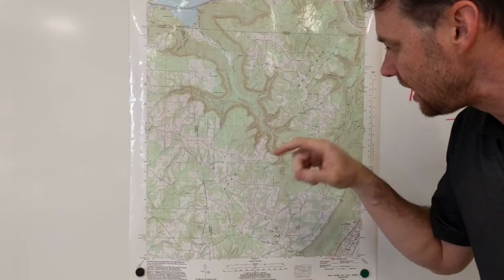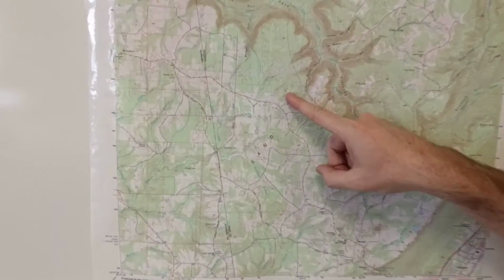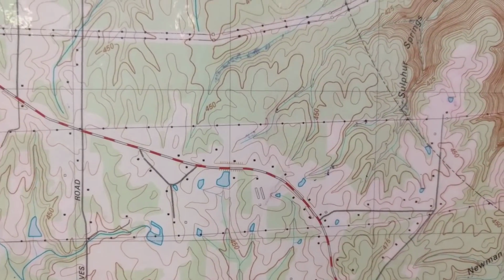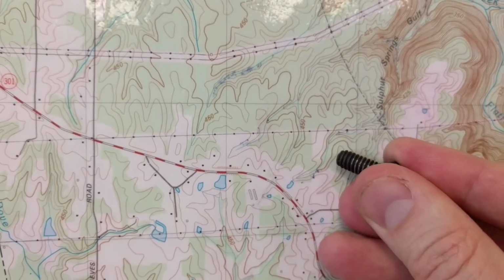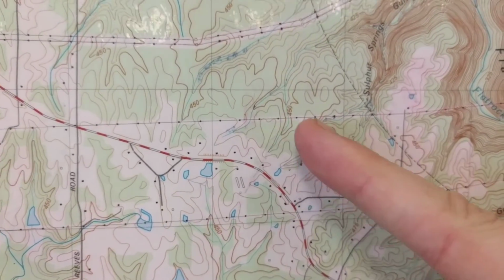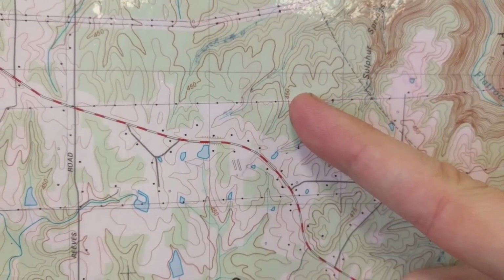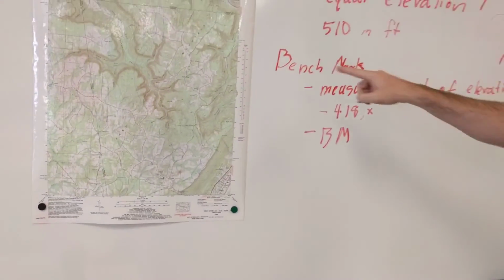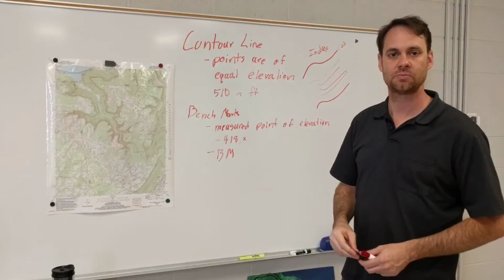Yes. And if you look here, if I can get the camera in for a second, you can see that we have a dark line that is labeled right there. Dark line labeled there, and you can see that it's got the label of 450 on it. So we have index contours, contour lines, and benchmarks. We're going to move on with some more in the next video.